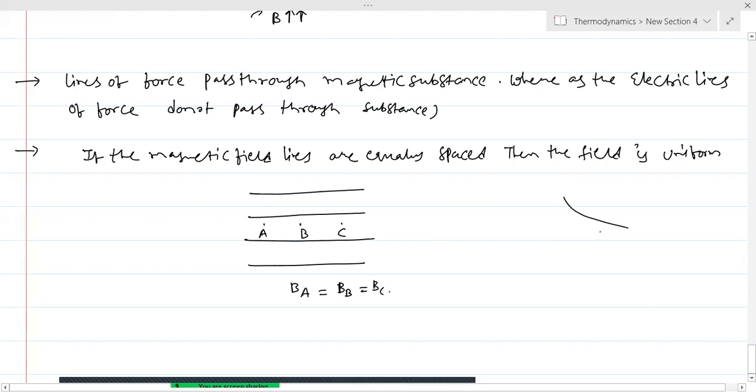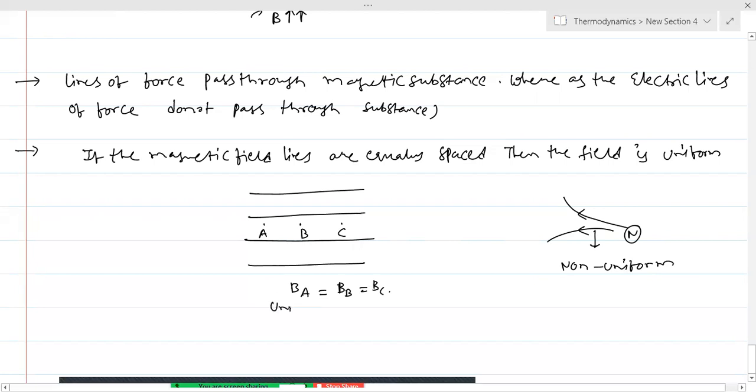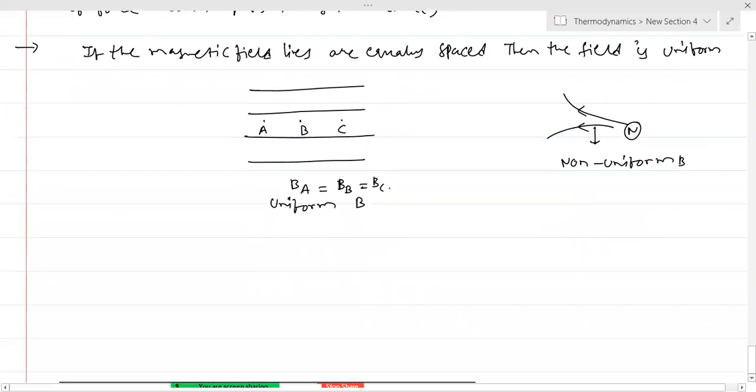Suppose in this way we are having lines from a pole. Let us take this is a north pole. So this is an example of a non-uniform magnetic field, and this is an example of a uniform magnetic field. So that we need to understand.